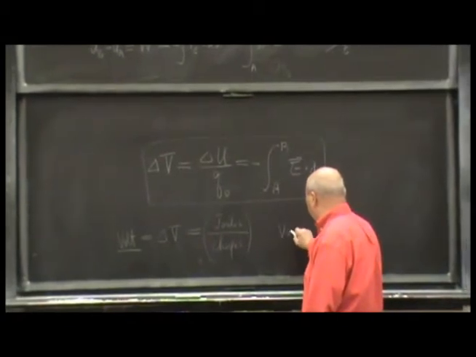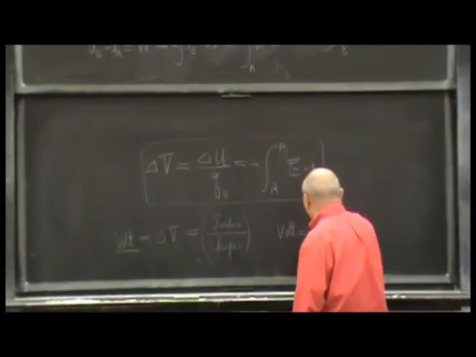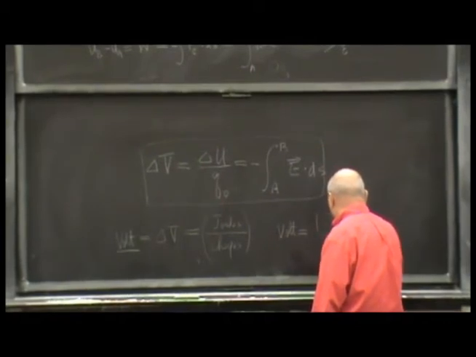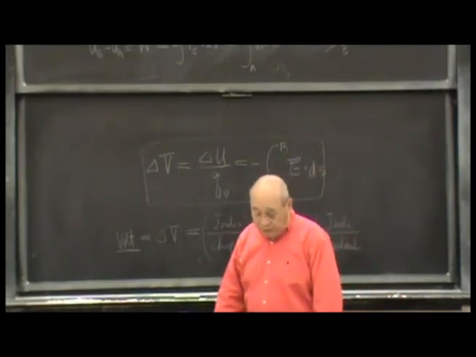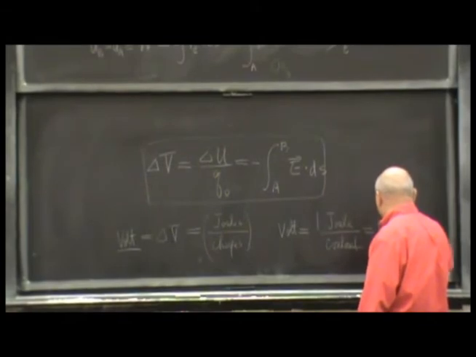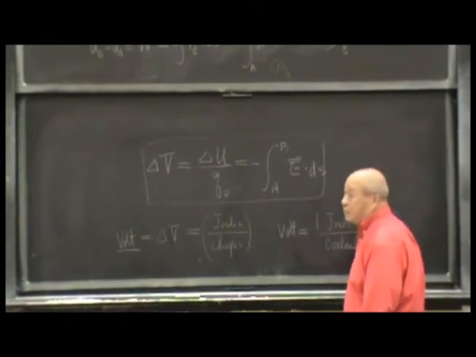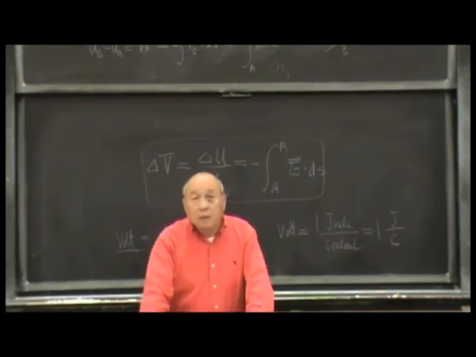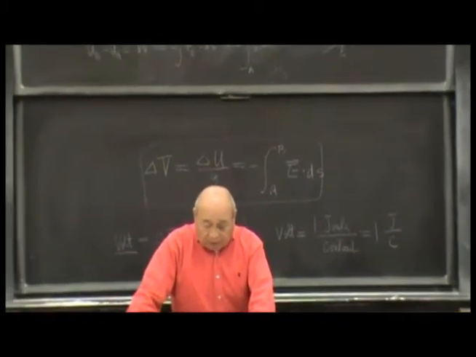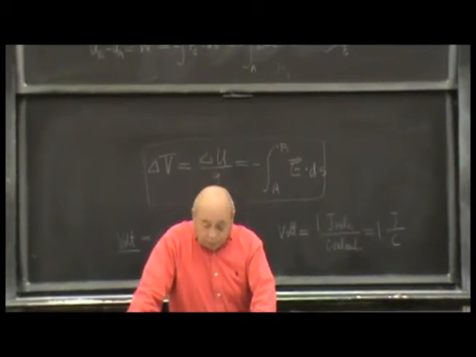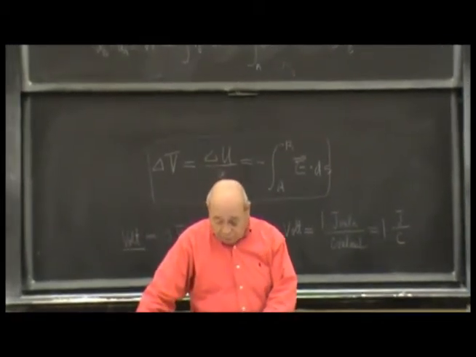So volt is equal to 1 joule per coulomb, right? The unit. In general, you like to say 1 J divided by C, where C stands for coulomb. So that is the basics about the electrical field, potential energy, and so forth.